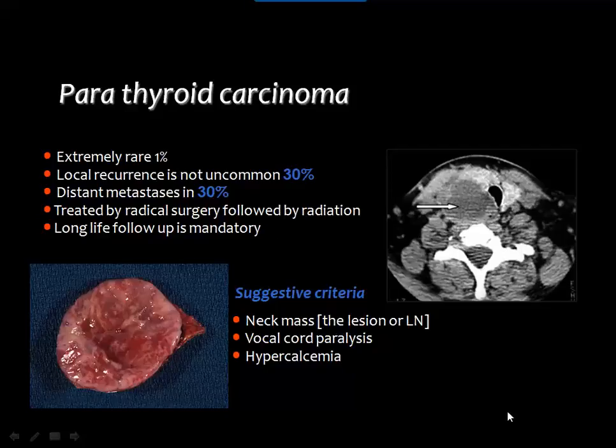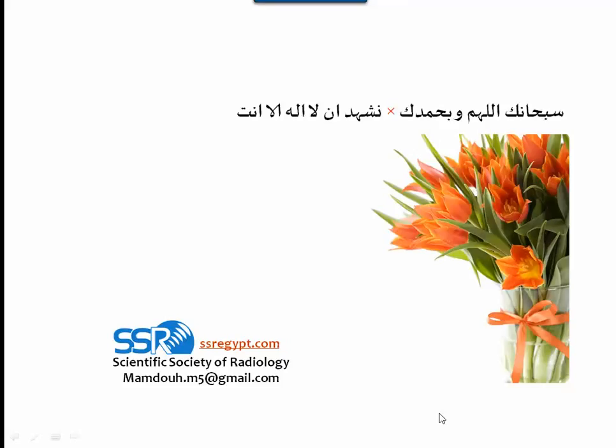The suggestive diagnostic criteria are the presence of a neck mass, which is the lesion and nodes or both, and may result in vocal cord paralysis, the presence of marked hypercalcemia, and marked elevation of the parathyroid hormone level. Thank you very much.